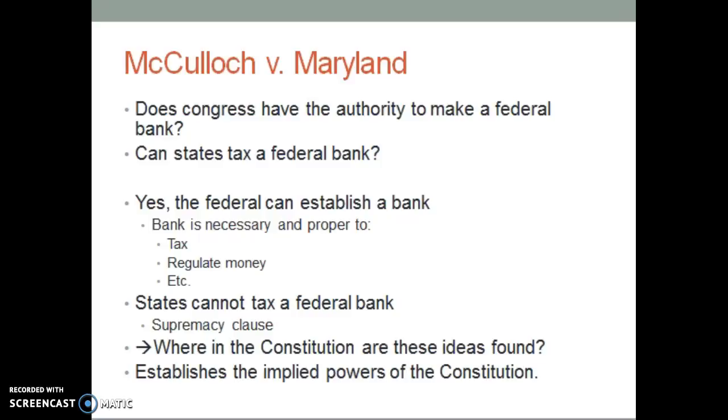And then it also determines that no, states cannot tax the federal bank. That violates the supremacy clause of the Constitution. Article 1, Section 8 addresses the necessary and proper clause. Article 6 addresses the supremacy clause. I don't remember the exact verbiage, but it's something along the lines of federal laws shall reign supreme. And so the big thing that gets established here are these implied powers of the Constitution.